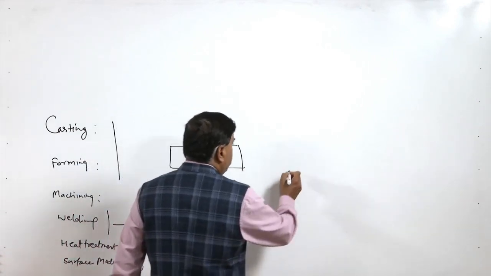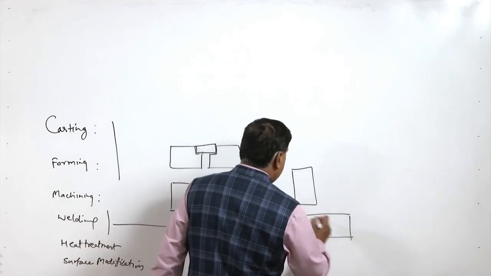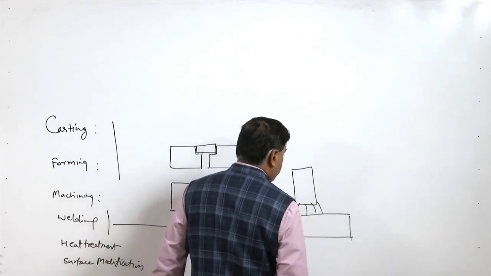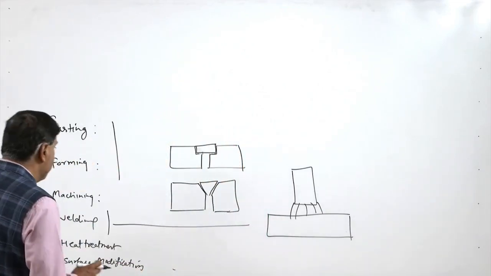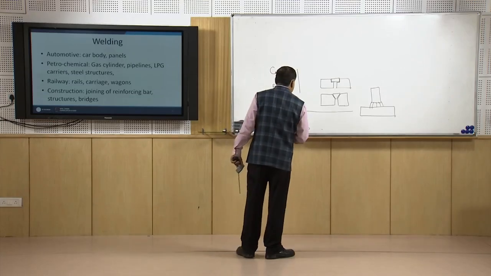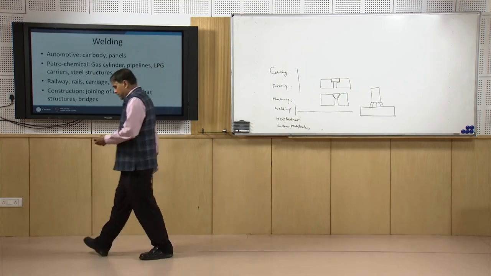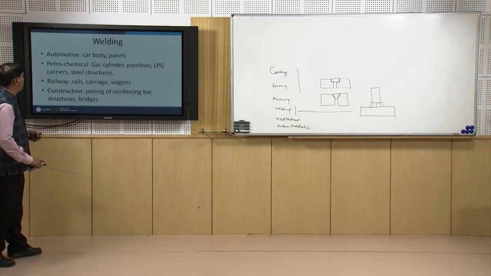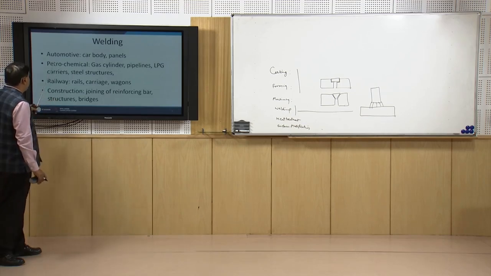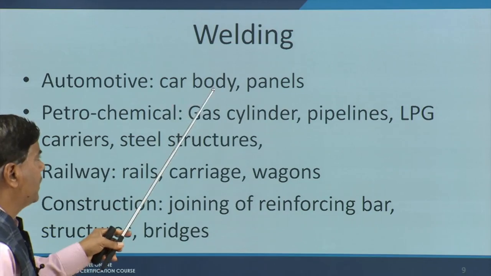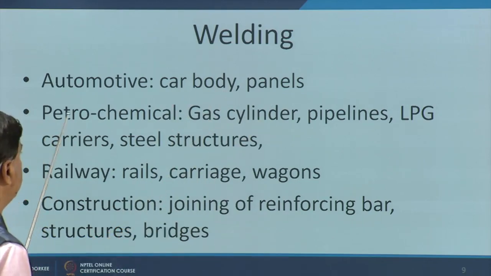So, what we do, we take simpler shapes and then they are joined together by one or other joining processes. It is also used for making complex shaped gears or complex shaped components and geometries using simpler shapes. The typical applications of welding in different sectors include joining in the automotive sector for joining the car bodies with the structure of the car, and the panel members in the petrochemical industry.